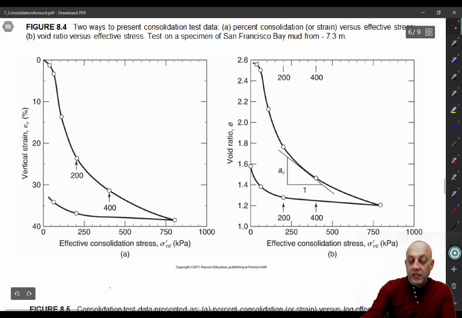One thing you'll notice is that A sub v varies. There's going to be a much different A sub v over there than there is right here. So A sub v is not a material constant. It depends on effective consolidation stress. It's also different if we're on this part of the curve, loading beyond the maximum past pressure, or if we're unloading. A sub v is much smaller if we're unloading than if we're loading along this line.